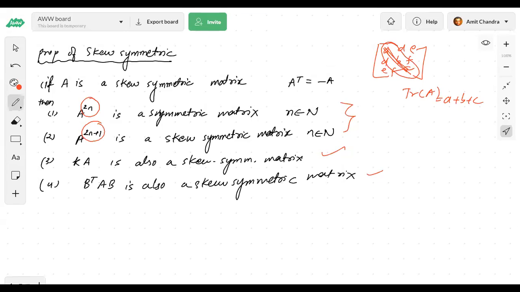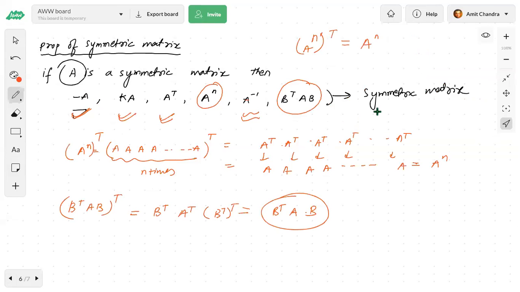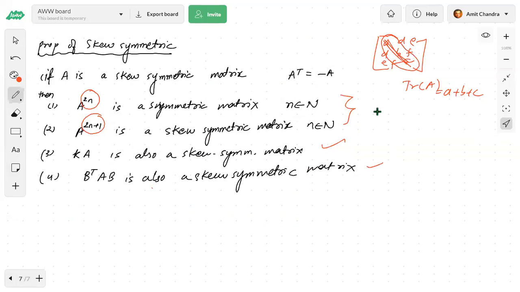Sir, for a matrix, if any of the properties of a symmetric matrix is satisfied, can we say it is symmetric? Yes. If any of the properties of a symmetric matrix is satisfied, then you can say that it is a symmetric matrix. Suppose A to the power n transpose is also A to the power n, then it is a symmetric matrix, and similarly for this one also. It goes backward also. By this, everybody understood?